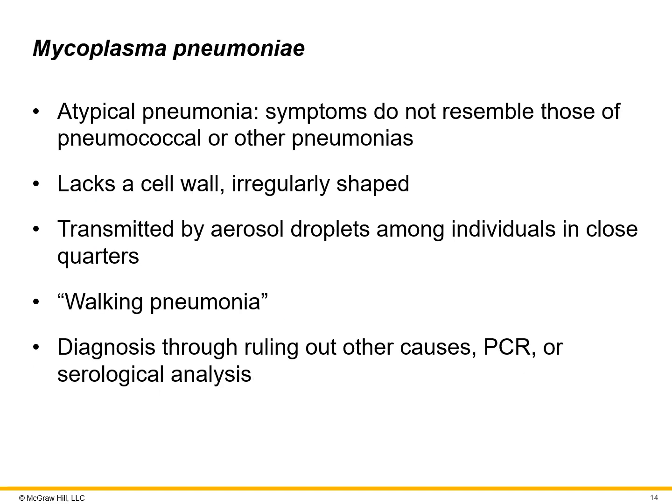It's also caused by Mycoplasma pneumoniae, another causative agent. This causes atypical pneumonia, so the symptoms don't quite resemble those of others. This bacteria lacks a cell wall, so Mycoplasma is the genus that actually doesn't have a cell wall, so it has different shapes to it because it lacks that rigidity. Transmitted by aerosol droplets. This is referred to as walking pneumonia. And essentially diagnosis is by ruling out the other causes.